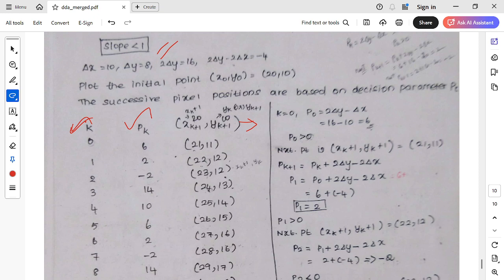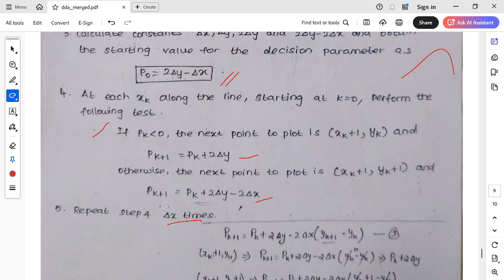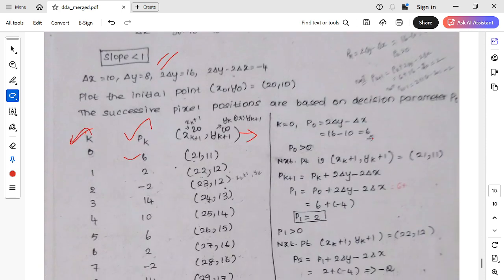What is the formula for calculating the initial decision parameter? P naught is equal to 2 del y minus del x. So 2 del y is 16 minus 10, which is 6. My initial decision parameter is going to be 6, which is greater than 0. If my initial decision parameter is greater than 0, the next step is that x will be incremented by 1 and y will be incremented by 1. The initial point is 20 comma 10, so both are incremented by 1, giving 21 comma 11.